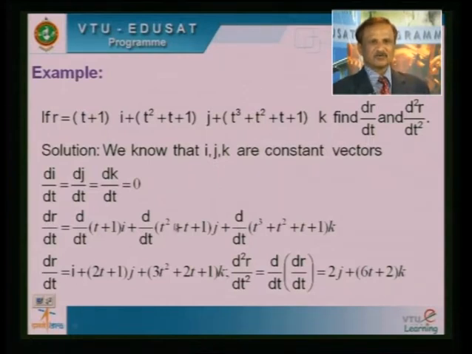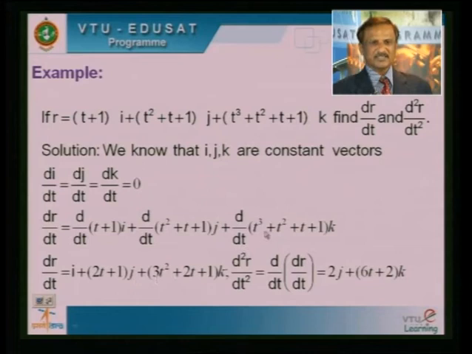Plus, I want to differentiate the first term in the second component. What is the first term? t square. Friends, we know that the derivative of t square is 2t. You can use the formula: derivative of x raised to n is n into x raised to n minus 1. Using that formula, if you differentiate t square, you will get 2t. Again, the derivative of t with respect to t is 1 and the derivative of 1 is 0. That's why here you will get (2t + 1) into j.